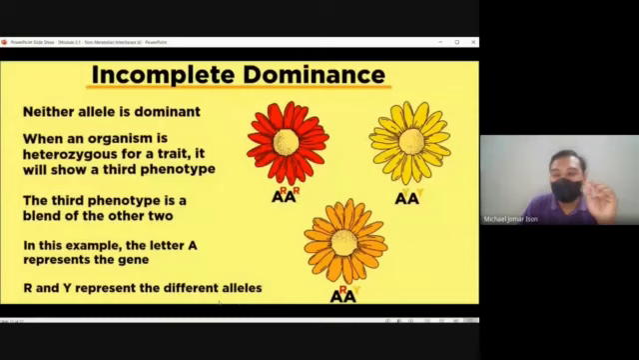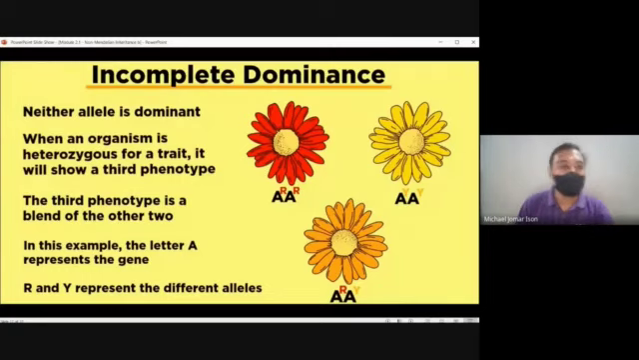The description of incomplete dominance is the following: neither allele is dominant. In complete dominance, we have one allele that's completely dominant and the other is recessive. I have already shown you the hand sign, wherein if you have a dominant and a recessive combined together, the dominant will suppress the expression of the recessive, so you only see the dominant. But in this case, both alleles will be expressed, so you will see both of them to a certain degree combining and expressing themselves.